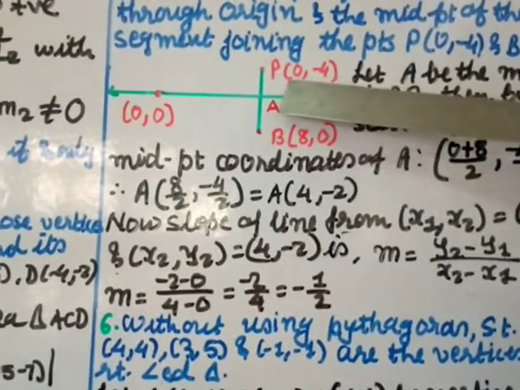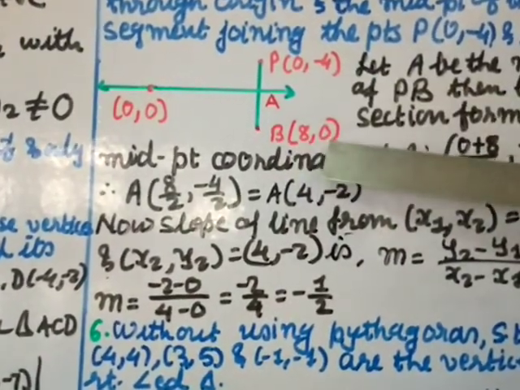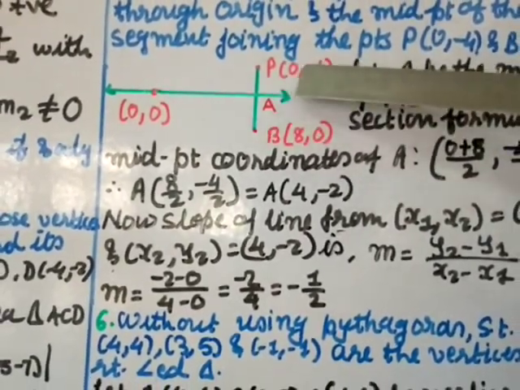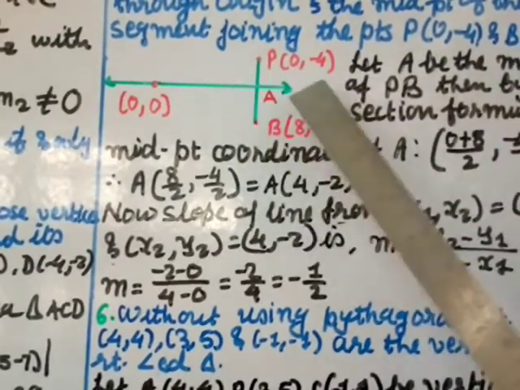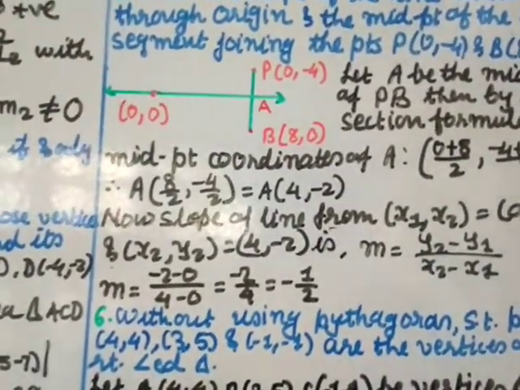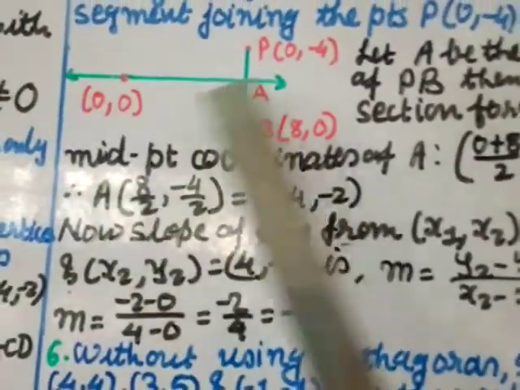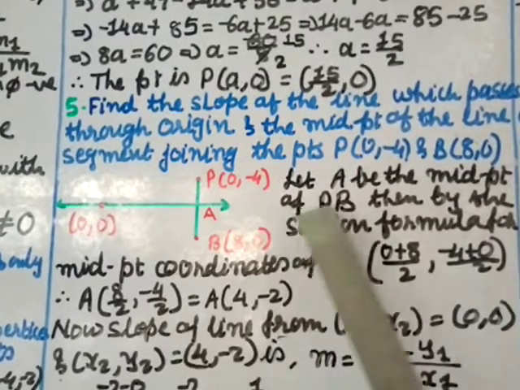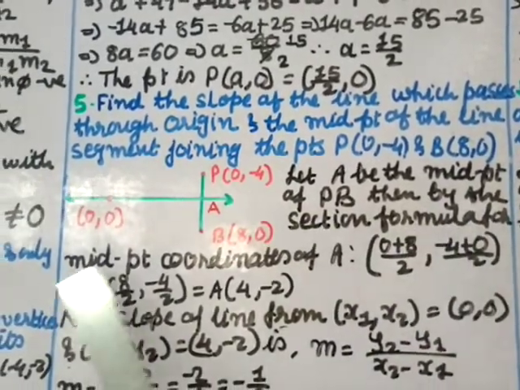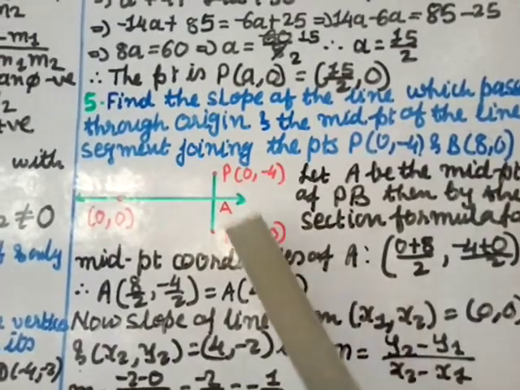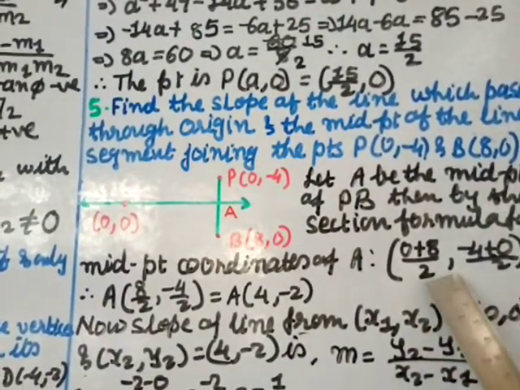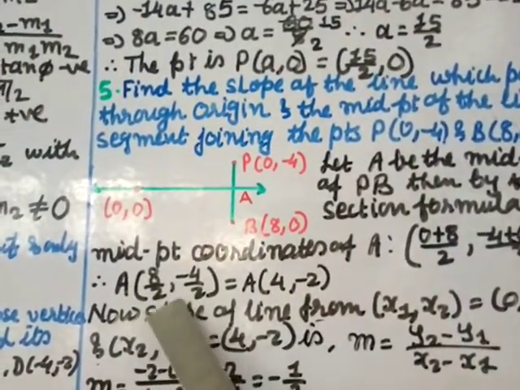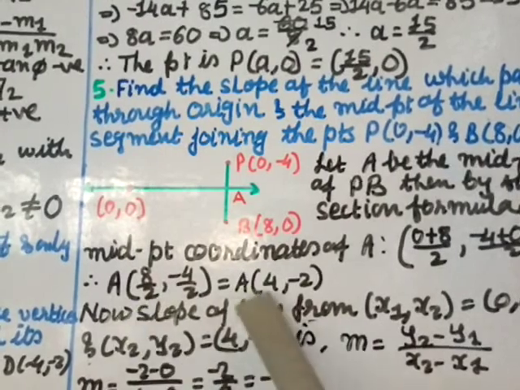So the point P is (0, minus 4) and B is (8, 0) given, and suppose this is a midpoint and that midpoint I take A, so I have to find the midpoint using the midpoint formula, find the coordinates of A, and then using the slope of a line passing through 2 points you find the slope of this line. So let us calculate. Let A be the midpoint of PB, then by the section formula for midpoint, coordinates of A are ((0 plus 8) by 2, (minus 4 plus 0) by 2). Then this gives you 8 by 2, minus 4 by 2. So this you can cut, so (4, minus 2).